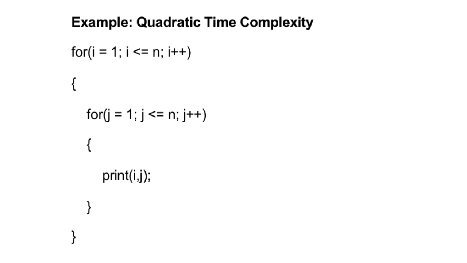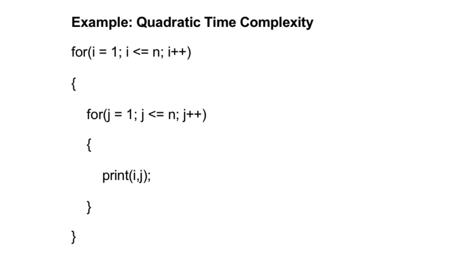Then we moved to the linear time example: for i equal to 1, i less than n, i plus plus, print i. Here we have n times execution. So the time complexity is order of n. Then the next example, quadratic time. In this example we use two loops, and each loop runs n times, so n into n is equal to n square. The time complexity is order of n square. This is called quadratic time complexity.